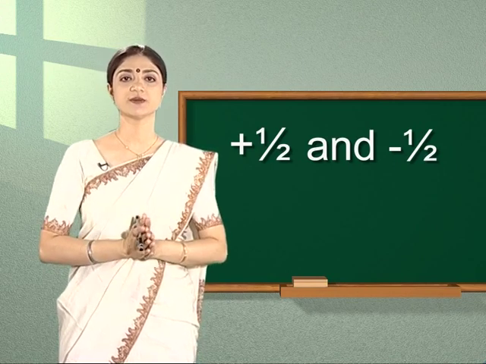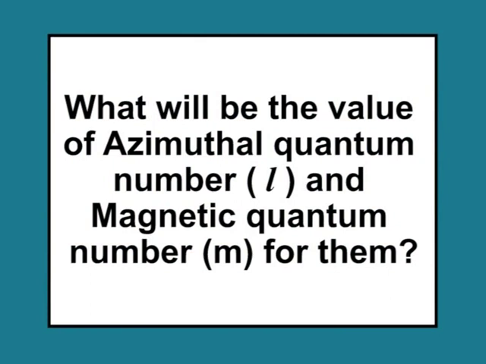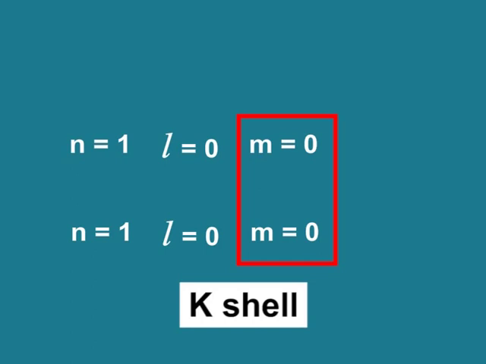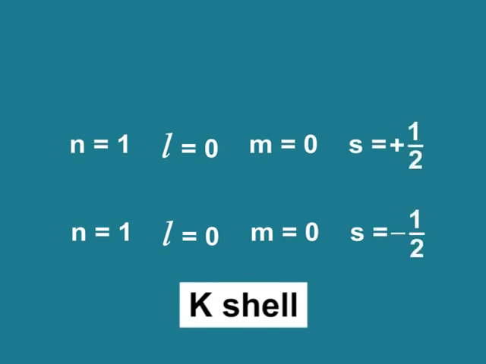Let us take an example to clear it. Let us consider K shell having value of principal quantum number n equal to 1. It contains two electrons in it. What will be the value of azimuthal quantum number l and magnetic quantum number m for them? For K shell, the electrons will have only one value of azimuthal quantum number l, which is equal to 0, and one value of magnetic quantum number m, which is also equal to 0. What will be the value of spin quantum number s for them? There may be two values of spin quantum number s. It is either plus half or minus half.